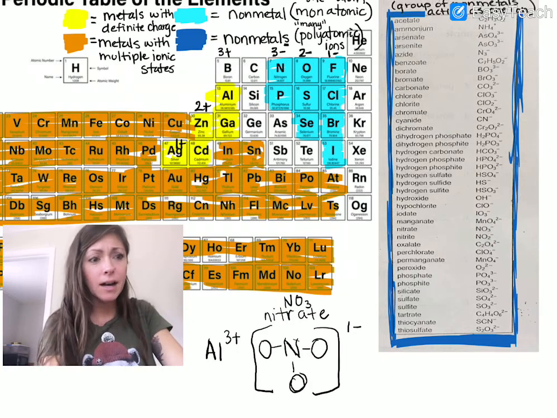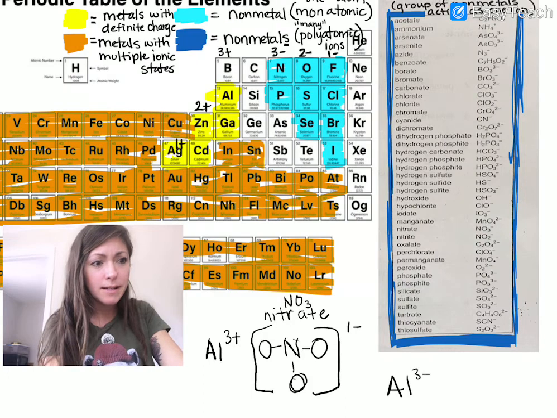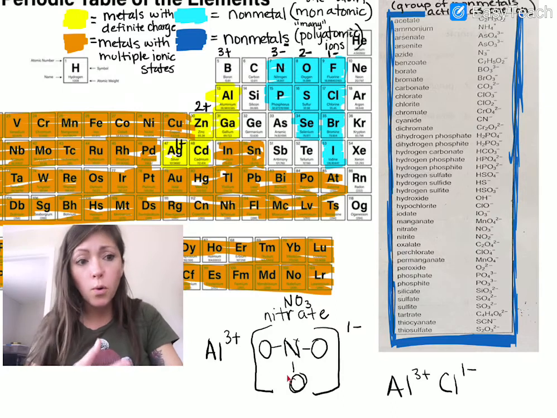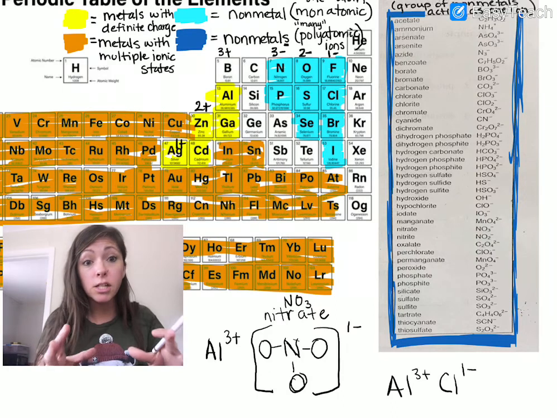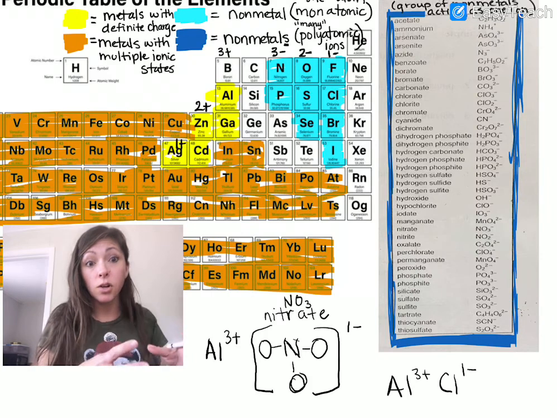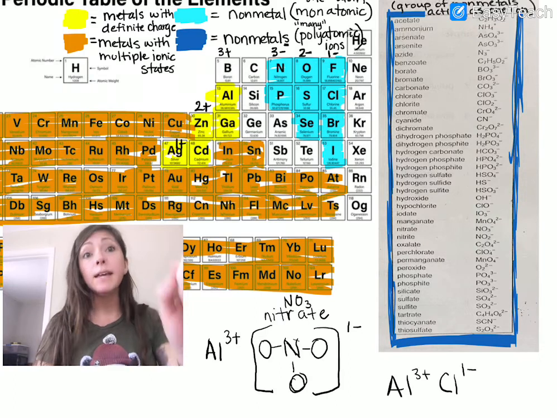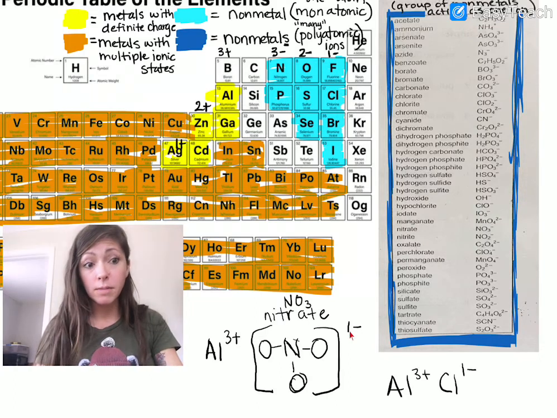Say if we had aluminum bonding with, say, chlorine, all right? Because chlorine has a 1 negative charge. So this group or unit, you don't touch it, you don't change it. You just say, okay, that's nitrate, and 3 oxygens, nitrogens and 3 oxygens. NO3 forever and always is a nitrate ion that is needing 1 more electron to become stable.